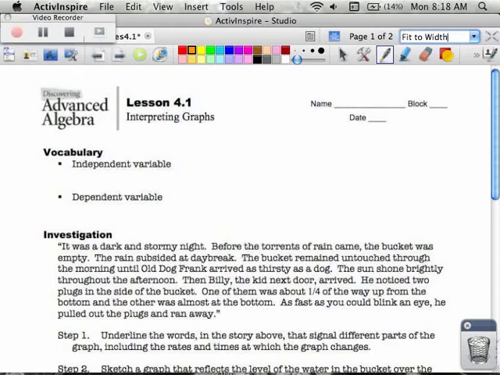Okay, a couple of vocabulary phrases. The first one is independent variable. You might recall that these were the x values.